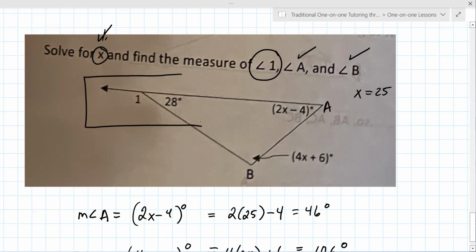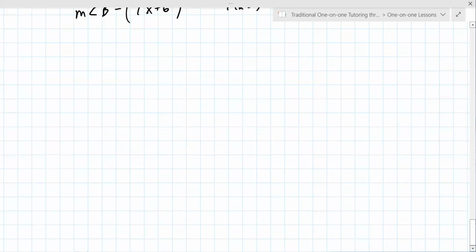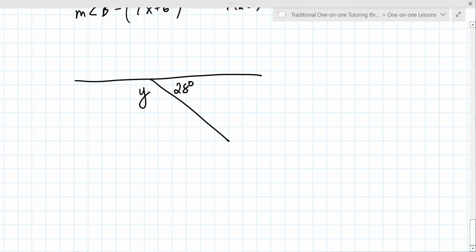I'm going to zoom in on this part of the picture here, and I'm going to draw it for you down here. Okay, so 28 degrees, and I'm going to call this y for the moment. Okay, so this is what's called a straight angle.